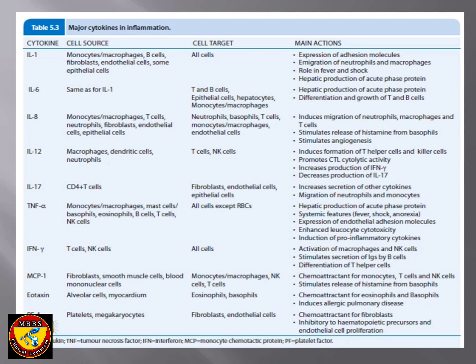Then interleukin 12, the main action is to help formation of T helper cells and killer cells, and it increases production of interferon gamma. Interferon gamma is necessary for viral infections. We usually do it for viral infection.